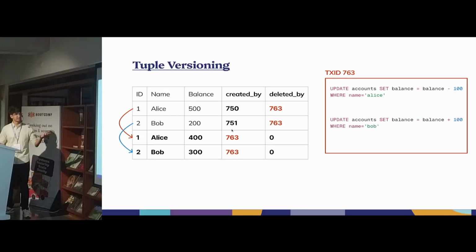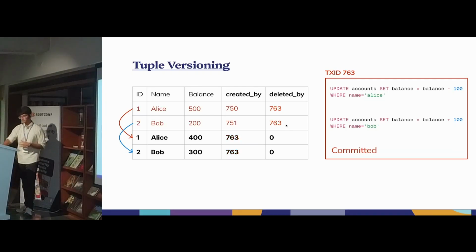And so on for the second update. We're updating Bob to get 100 more. So similar situation here, where you see created by filled as 763, and the deleted by for the older tuple of Bob having 763, right? And once you commit this data, Postgres will then mark the first two tuples as dead for someone to come and clean it up later.